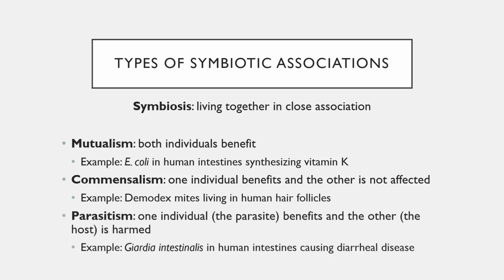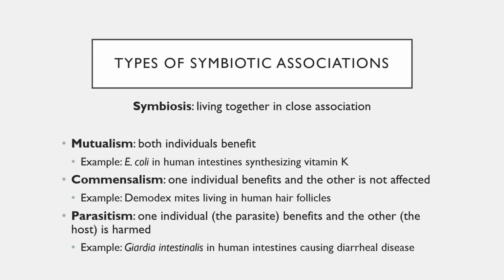Parasitism, however, is the type of symbiotic relationship wherein one individual, namely the parasite, benefits, while the other one, namely the host, is harmed. For example, Giardia intestinalis is a protozoan parasite that lives in the human intestines and causes diarrheal disease. Giardia in this arrangement is clearly benefiting while humans end up being harmed.